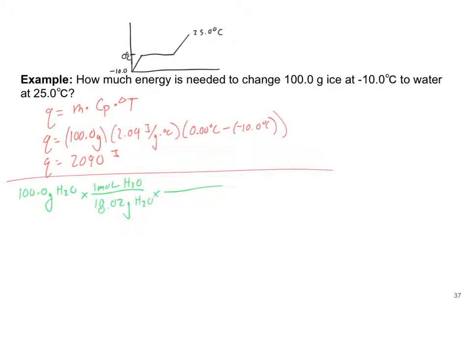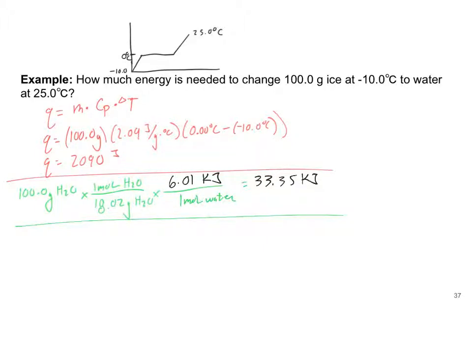And then what I'm going to do is I need to go back to moles. So I'm going to take the 6.01 kilojoules in 1 mole of water. So I'm going to take the 100 divided by 18.02 times 6.01, and I'm going to get a value, with 4 sig figs, somewhere in the ballpark of 33.35 kilojoules. Okay, so now I've gone and I've taken my ice and I got it up to melting.